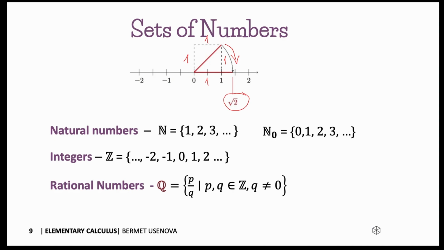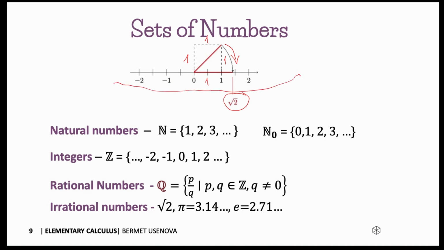Nevertheless, this number exists. This number lies on the number line. And we call this kind of number irrational, so it is not possible to express it as a ratio of two integers. Other examples of irrational numbers are pi and Euler's number. The final set that includes all possible numbers, both rational and irrational, basically the whole number line, is called the real numbers, and we denote it with the letter R.